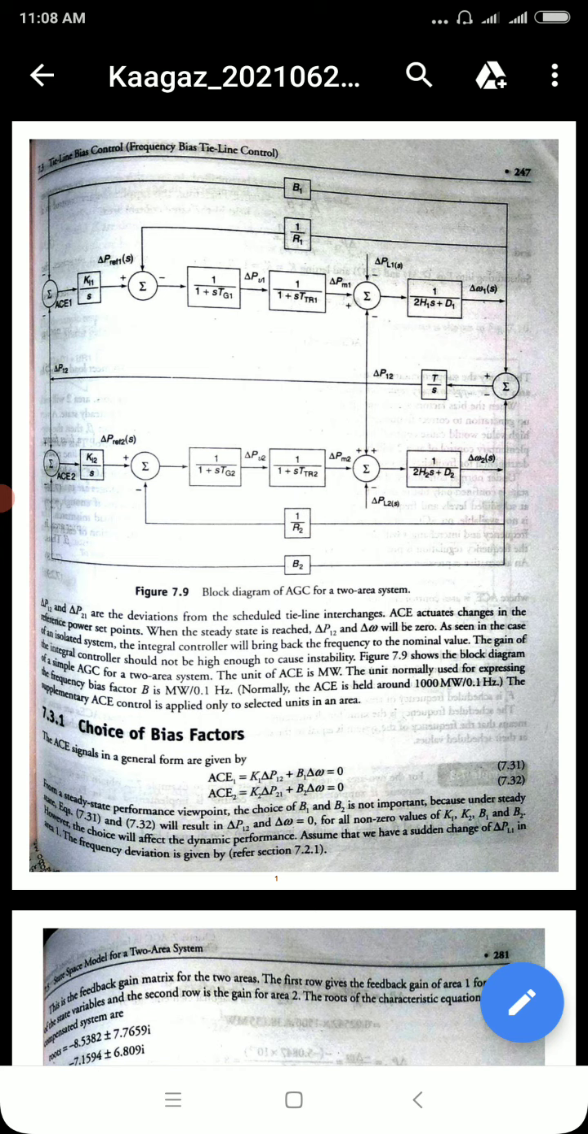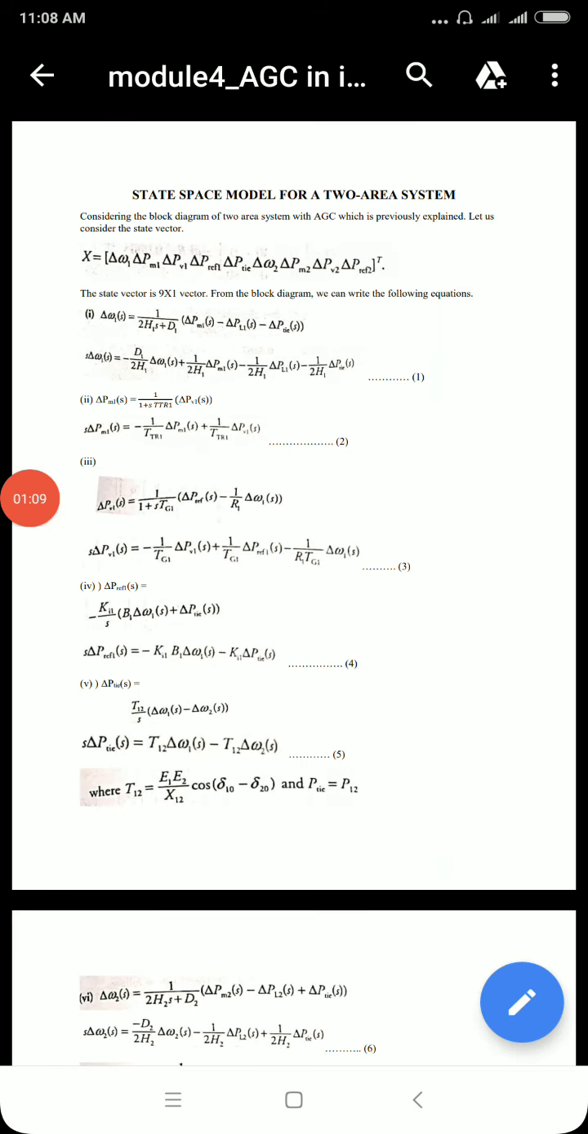We are going to consider the state vector now. State vector x is given by delta omega 1, delta Pm1, delta Pv1, delta P reference 1, delta P tie, delta omega 2, delta Pm2, delta Pv2, delta P reference 2, the whole thing transposed. So it is a 9 by 1 vector. The order of the state vector is 9 cross 1. From the block diagram we can write the following equations.